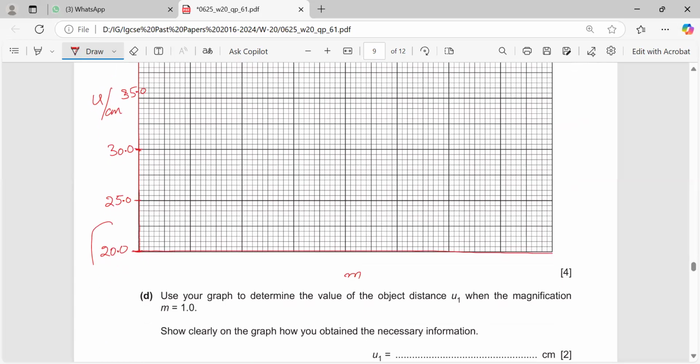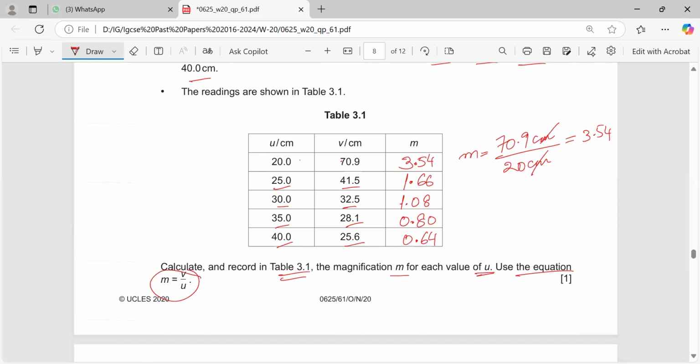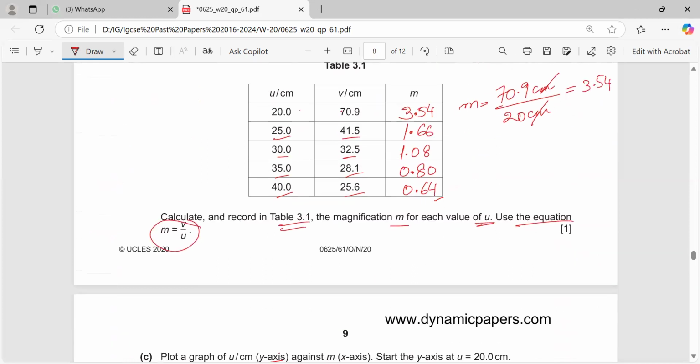And again, we need, of course, to label them. So one small square is equal to, say, 25 minus 20 over 10. So it means each small box is equal to 0.5 centimeters. Now the values of m are from 0.64 to 3.54. It means 0.5 to 4 we can use.